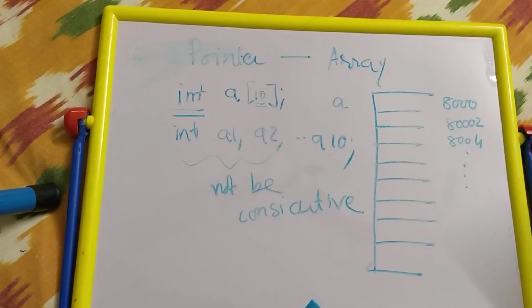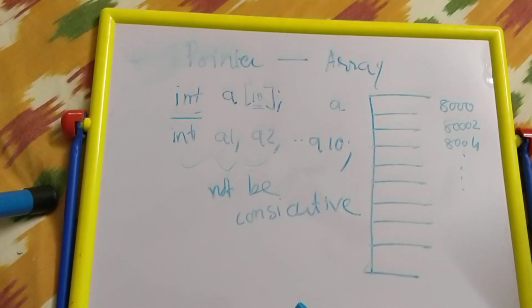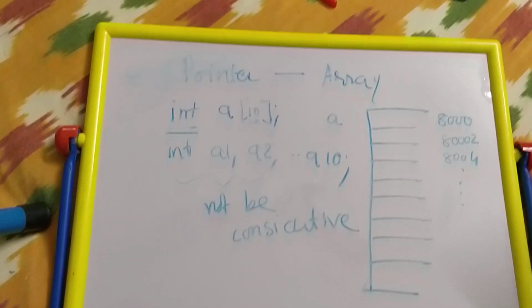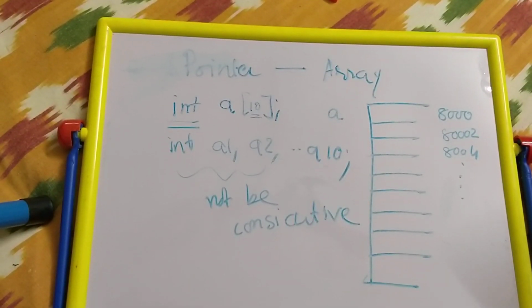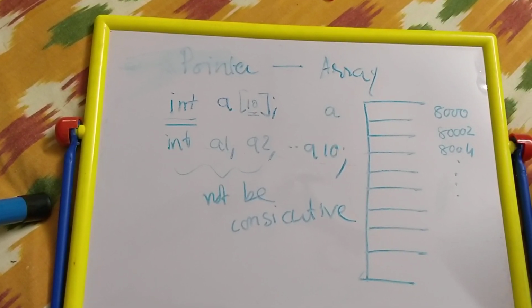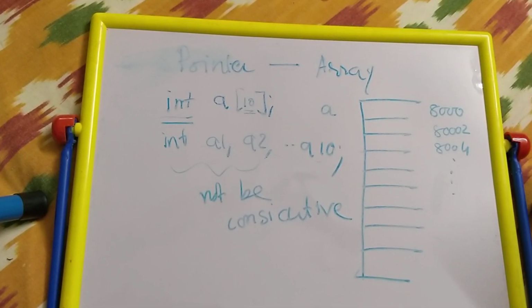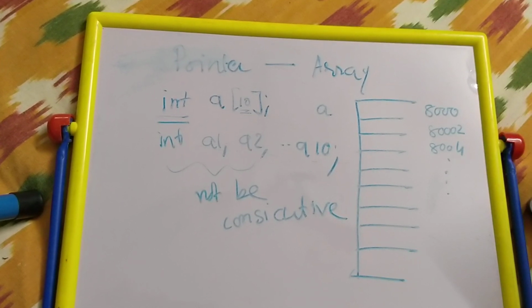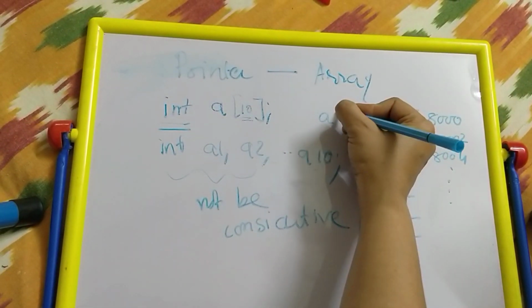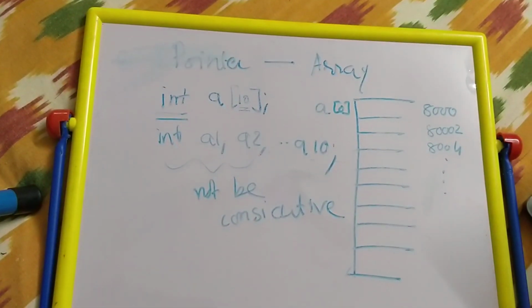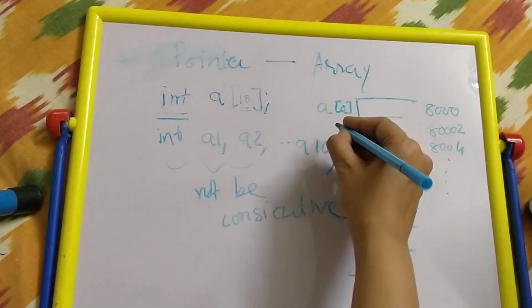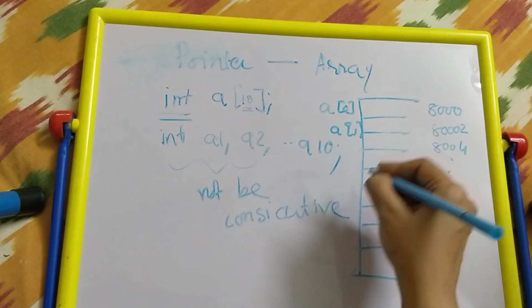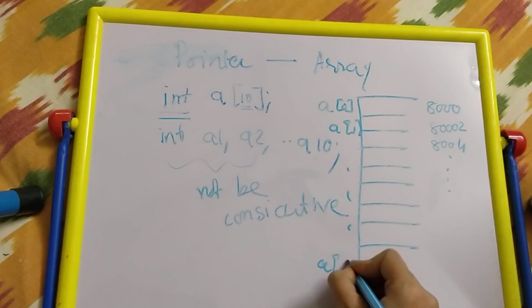Now each element in the array is identified using its index value. This index value is again represented using the square bracket and generally it starts with index 0. So this becomes A of 0, A of 1 till A of 9.